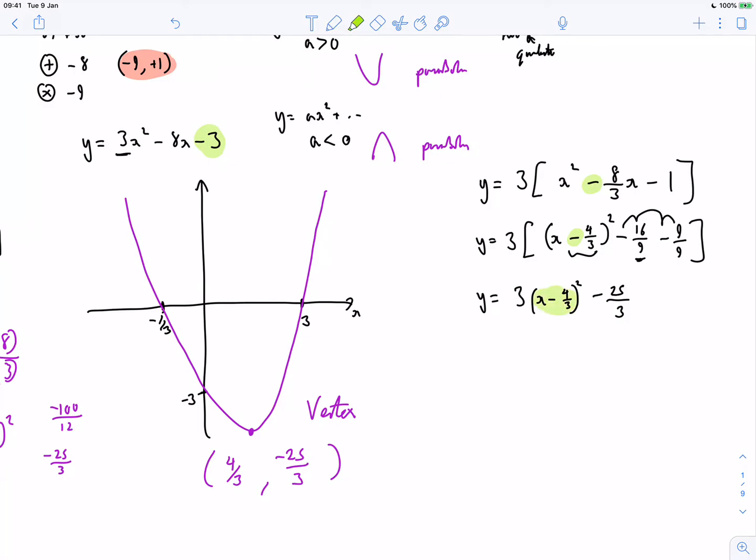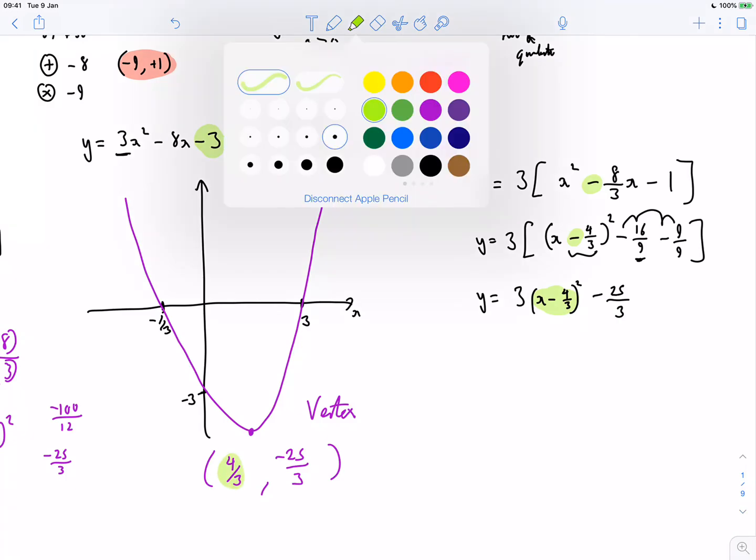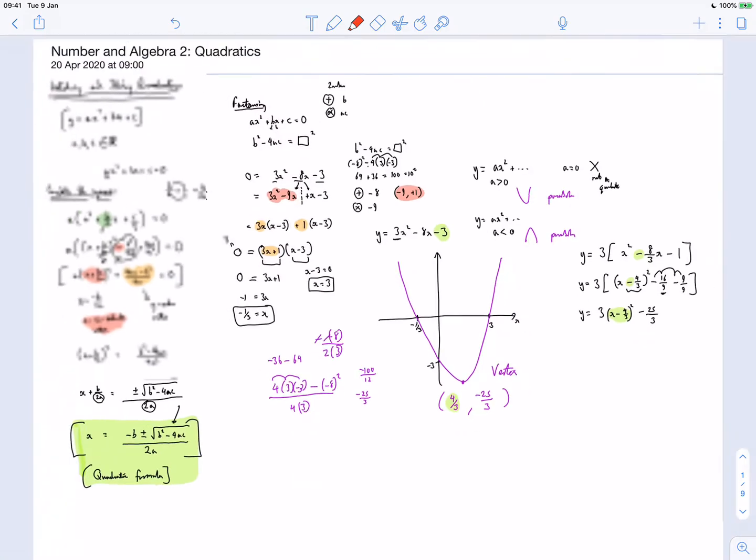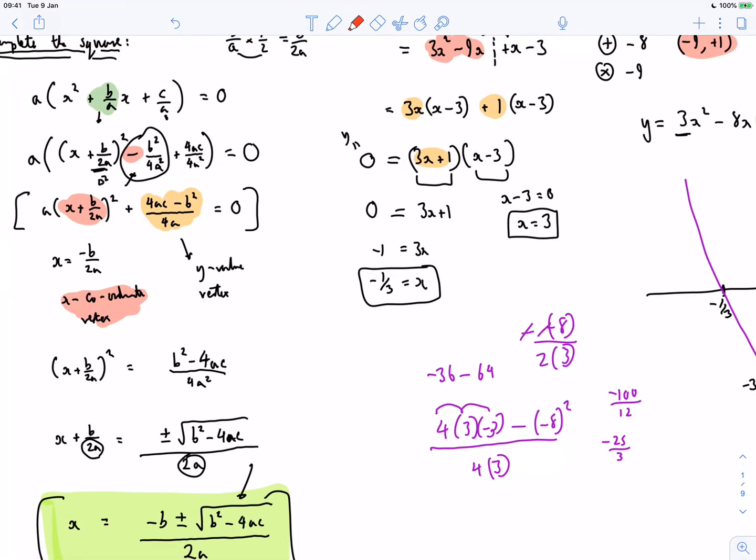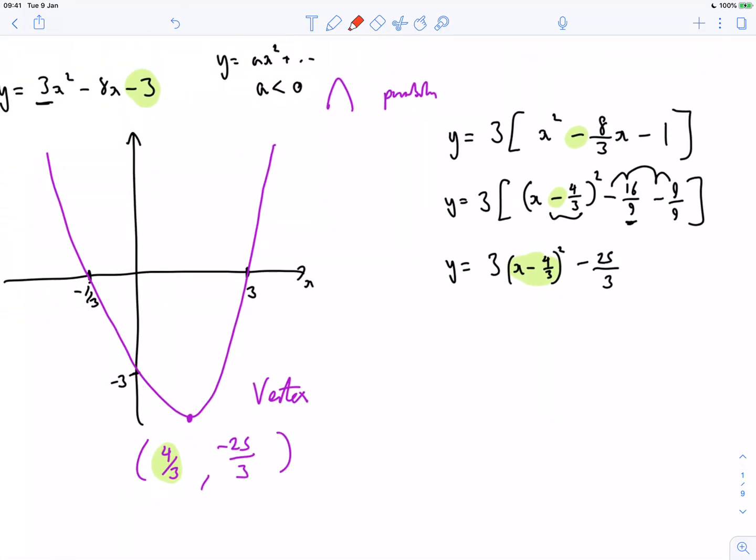And now look, does this agree? When this bracket equals 0, what minus 4/3 is 0? Well, that's 4/3, so that agrees. And then similarly, what did I say over here? Yeah, no, that's it. And then similarly, this number here, minus 25 over 3, does agree with over there.